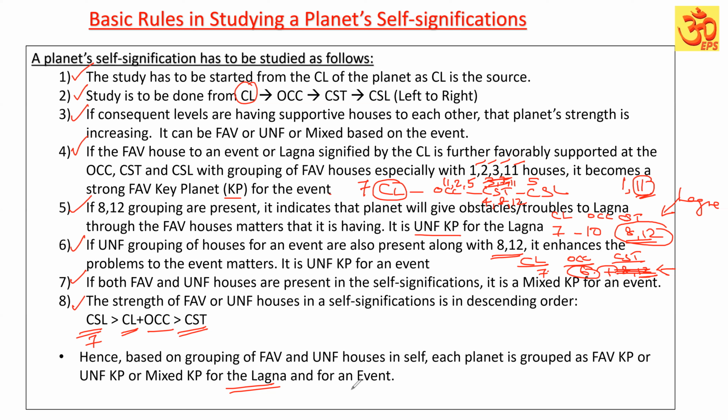Similarly, in the presence of favorable houses to an event, if the Lagna's favorable houses 1, 2, 3, 11 are also present, then only that favorable planet is going to be very strong. Hope you would have understood the basic rules we have to keep in mind while studying the self-signification of the planet.